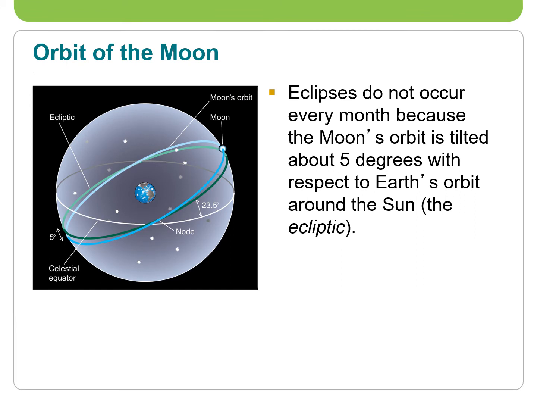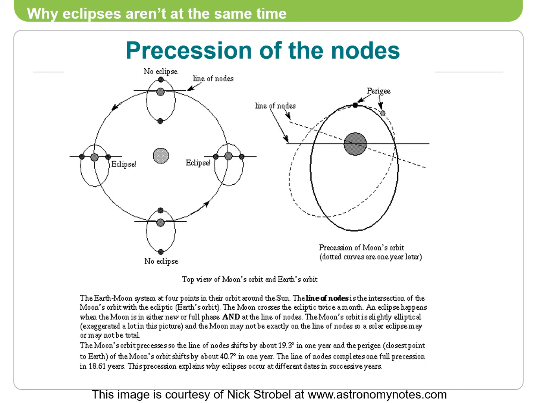Eclipses do not occur every month because the moon's orbit is tilted about 5 degrees with respect to Earth's orbit around the sun, which is the ecliptic. Eclipses aren't at the same time every year because the nodes and apsides of the moon's orbit precess.